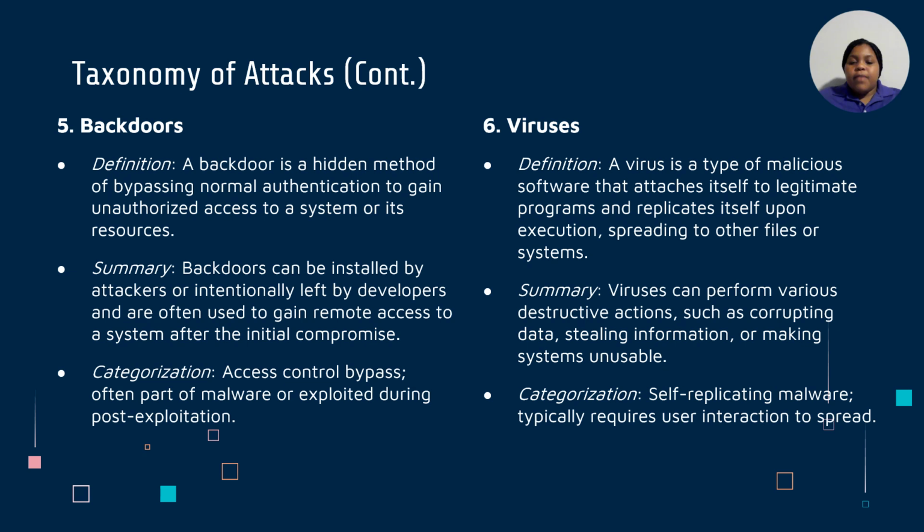And then we have our viruses. This is more general because there are several different types of viruses we can look into. But a virus in general is a type of malicious software that attaches itself to legitimate programs and replicates itself upon execution, spreading to other files or systems. Viruses can perform various destructive actions such as corrupting data, stealing information, or making systems unusable. The category for a virus is self-replicating malware, so overall malware, but more specifically, it spreads once it has been initiated. So we want to be careful of those.